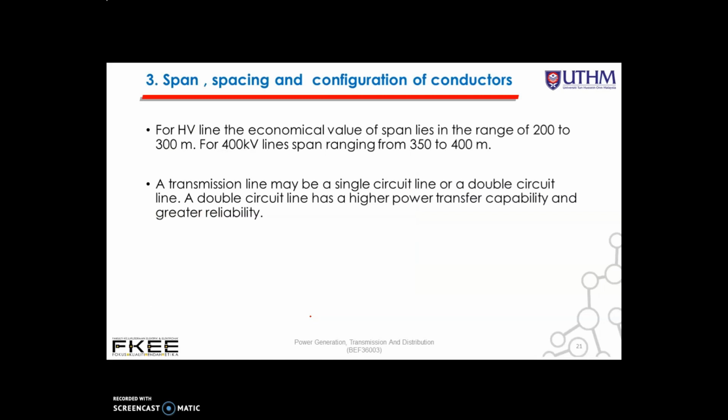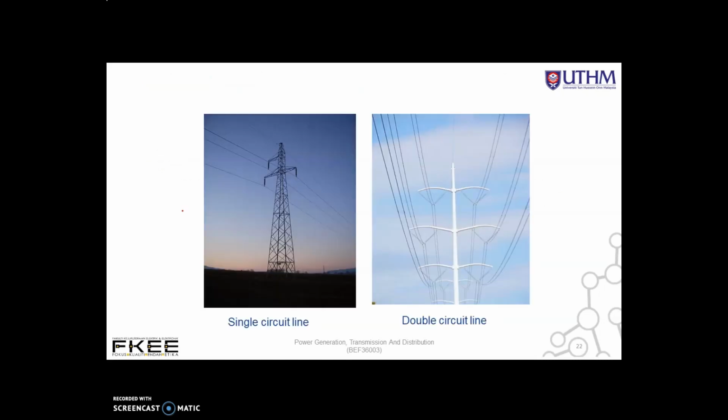The third one is the span, spacing, and configuration of the conductors. For high voltage lines, the economical value of span lies in the range of 200 to 300 meters. But for 400 kilovolt lines, span ranges from 350 to 400 meters. A transmission line may be a single circuit line or a double circuit line. A double circuit line has a higher power transfer capability and greater reliability. This is the figure of the single circuit line, and you can see here also a double circuit line.